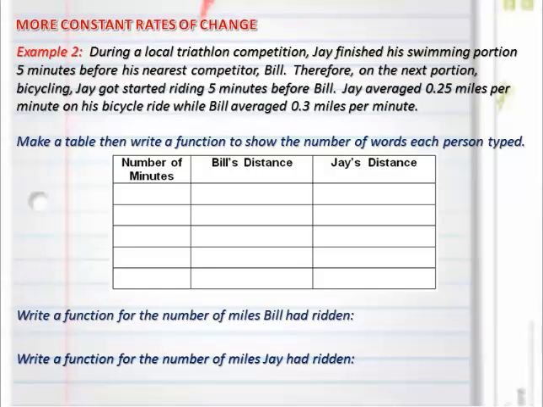I'm going to let you do a little bit more on this one on your own. During a local triathlon competition, Jay finished his swimming portion 5 minutes before his nearest competitor, Bill. Therefore, in the next portion, bicycling, Jay got started riding 5 minutes before Bill. Jay averaged 0.25 miles per minute on his bicycle ride, while Bill averaged 0.3 miles per minute. We're going to make a table and then write a function to show the distance each person rode. So let's see if you can make a table with this and actually come up with those equations.